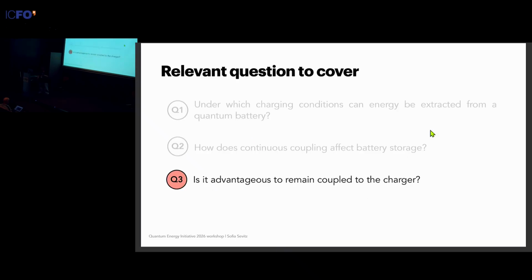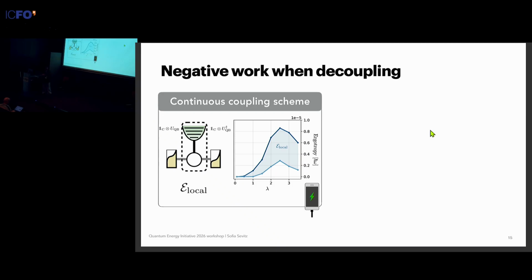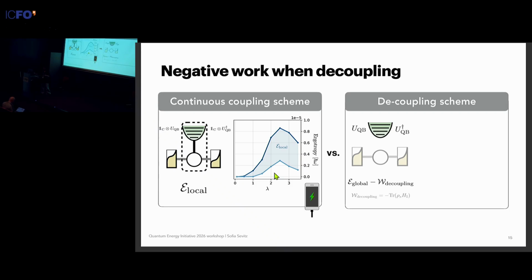Now going to the last question: is it even advantageous to remain coupled to the charger? So for this, what do we compare? What do we compare with and without? Here on the left, I have the situation that I was talking about before, the continuous coupling scheme, where we see that there's some ergotropy under some situations as a function of lambda. Now, to know if it's advantageous or not, the spoiler is the title, we're going to compare it to the case where we actually decouple.